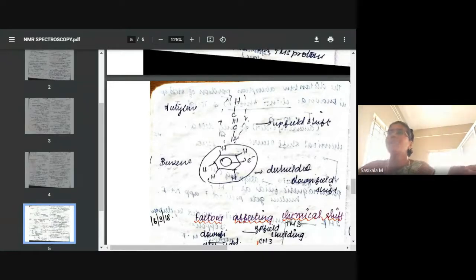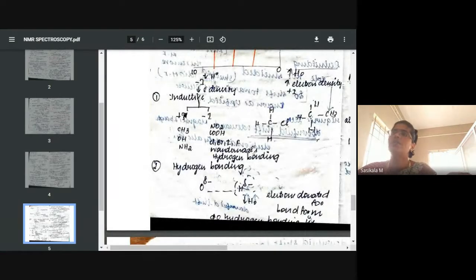Understood now why? Since electronegative groups attract the electrons that cause the diamagnetic field. Whereas electron donating groups, what will they do? They will be donating more electrons, so the diamagnetic field strength will be increased and we require more energy, and the shift will be towards upfield. The reaction will be reversed. So the plus I effect causes upfield shift, the minus I effect causes downfield shift. This is the reason. Okay.